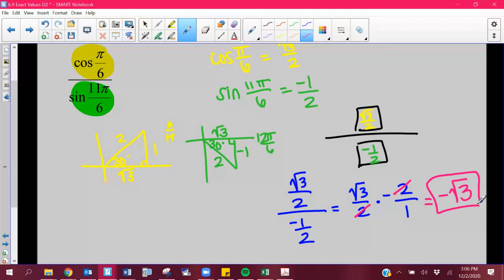So again, you're just looking for each of these pieces, solving them individually, then plugging it back into this algebraic expression and simplifying down.